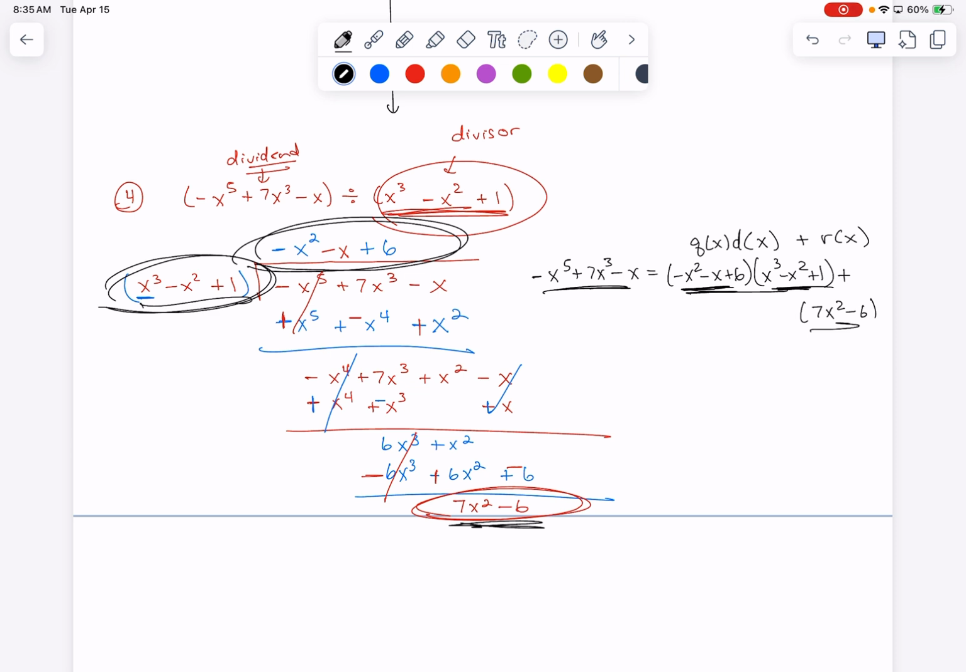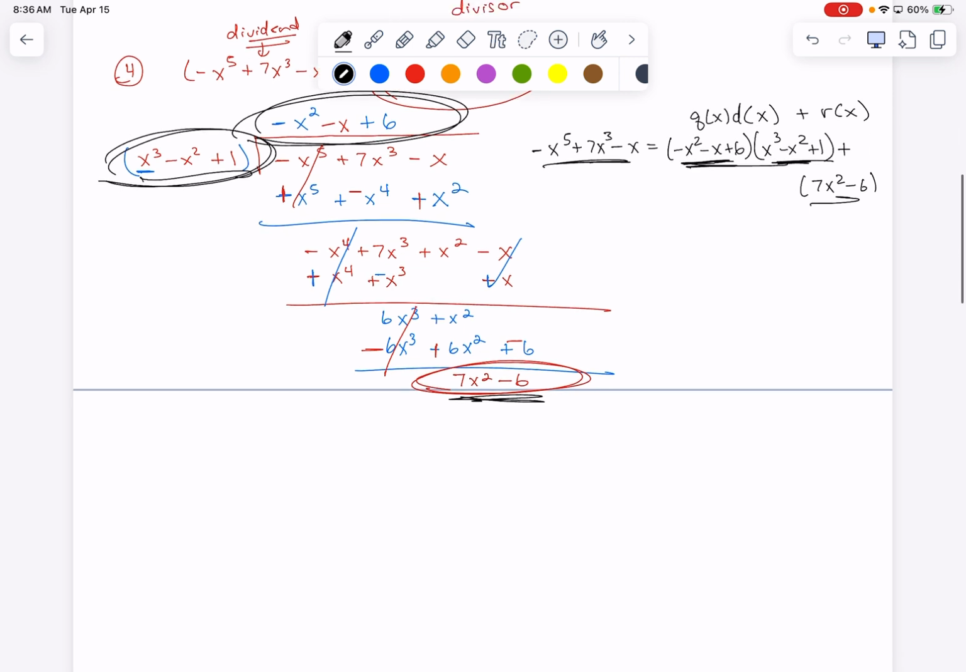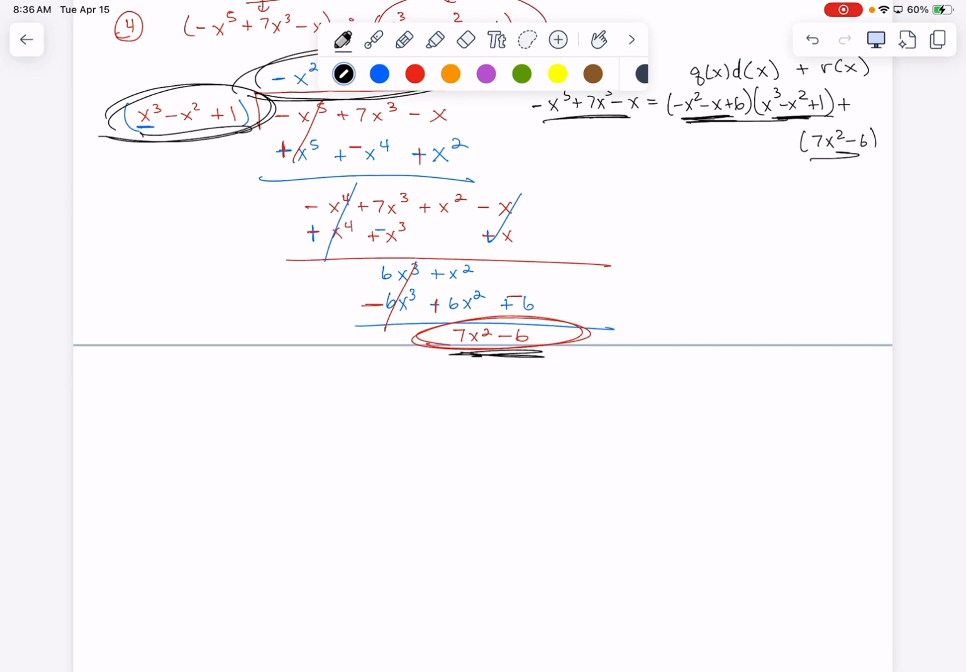Now, if the remainder is 0, it means it divided evenly. Do we have to write it down in this form on the test? Yes, this is your answer, buddy. All right, let's go back to 5. She wanted 5. Now, this one I think we can do synthetic division for. Why can we do synthetic division for number 5?